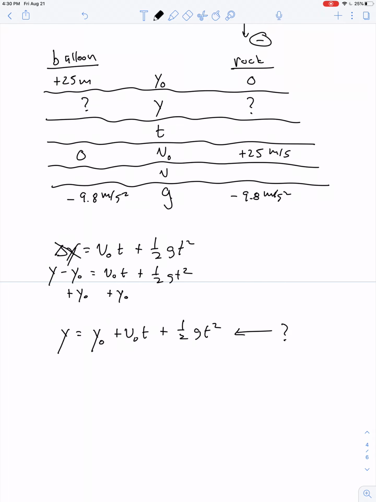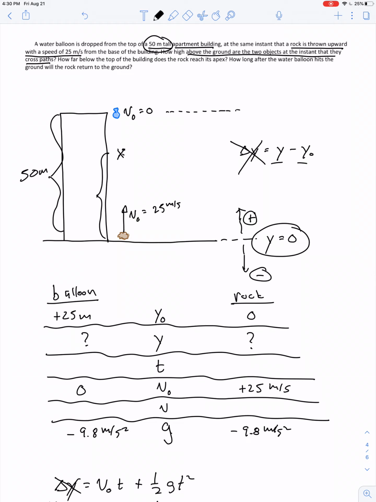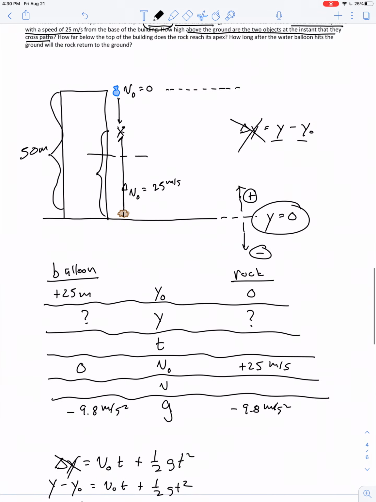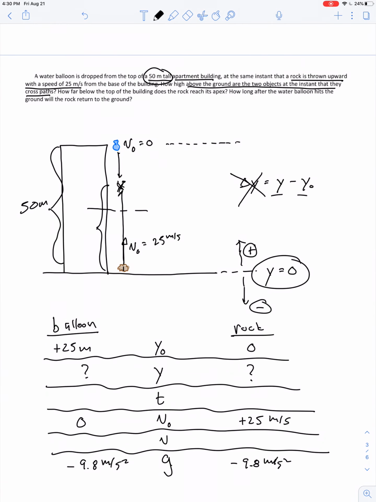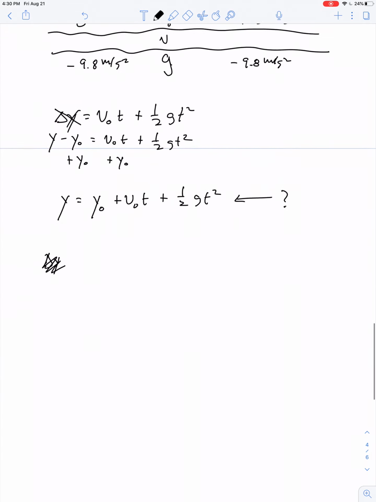Here's what I'm going to do. Wherever it is that they cross paths, now, if they cross paths more than halfway up, then the balloon has not displaced as far as the rock has displaced. But that's all right, because notice we're no longer solving for displacement. We're not solving for delta y. We're solving for final position. And regardless of where it is that they cross, crossing implies they're both at the same position. And same implies an equal sign.